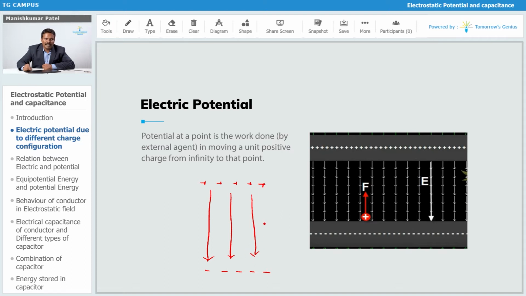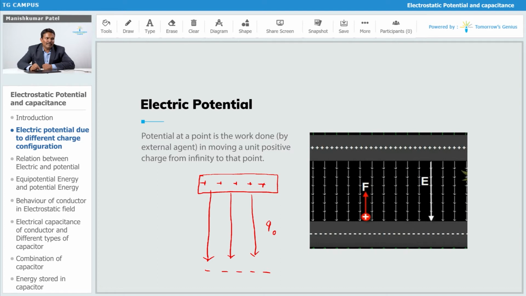If I place any test charge, for example, this is the test charge Q naught, this test charge will experience some force and it will move away from this positive charge. It is a kind of force of repulsion that it will experience, and that is the force experienced by this test charge.